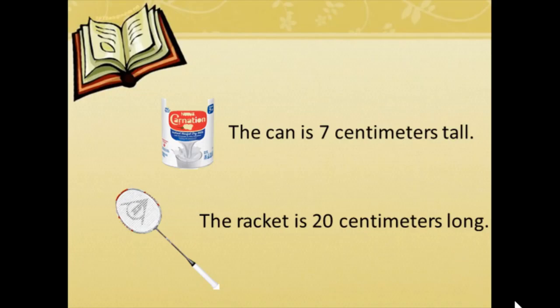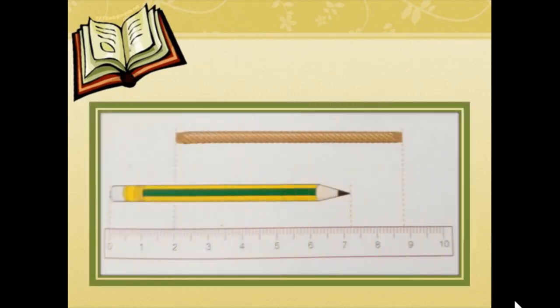Have you done your measurements already? Well, if you did, very good, everyone. Now, I have here another picture. This picture shows a ruler, a pencil, and a rope. On this picture, we are trying to measure the pencil and the rope. Yes or no? Yes, absolutely right.